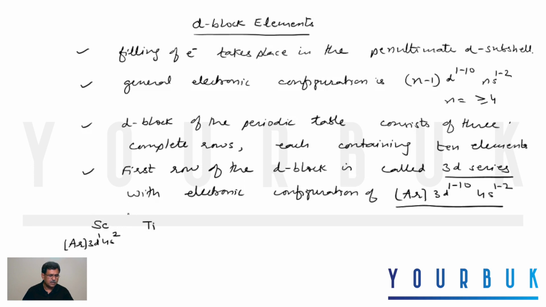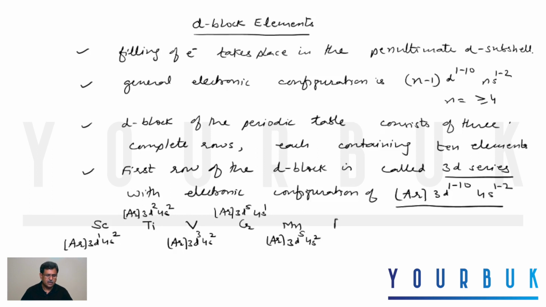Second element is titanium. It has electronic configuration of argon 3d2 4s2. The third element is vanadium, argon 3d3 4s2. Then we have chromium, argon 3d5 4s1. Chromium is an exception, and both the subshells are half filled because they have extra stability. Next is manganese with the electronic configuration of argon 3d5 4s2. Then we have iron, argon 3d6 4s2. Then cobalt, argon 3d7 4s2. Nickel, argon 3d8 4s2.